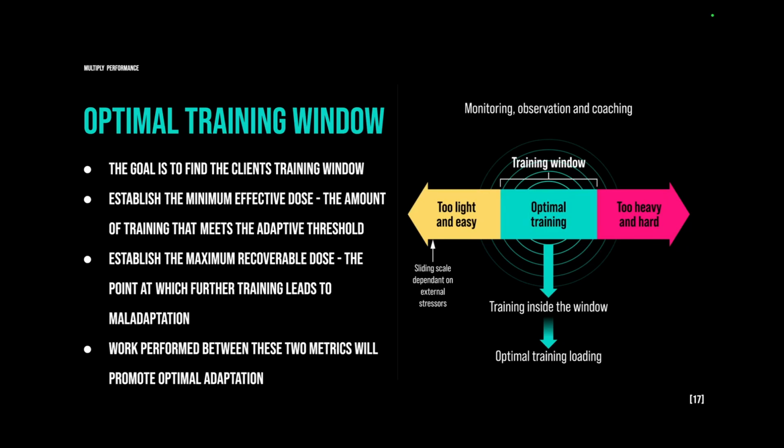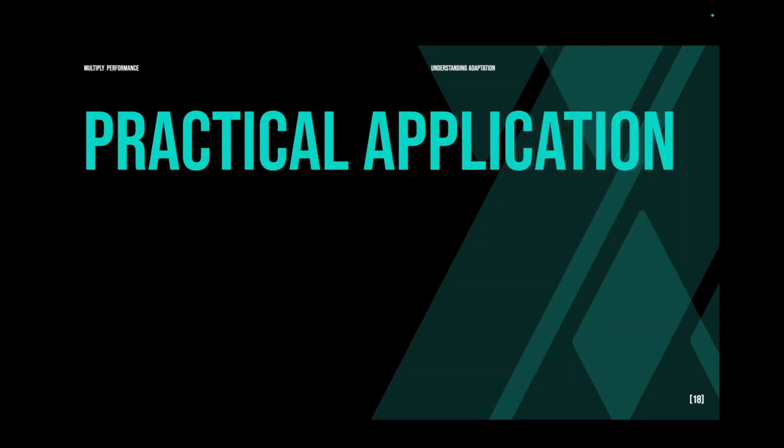So when it comes to establishing this, we're looking to first understand what the minimum effective dose is that the athlete can be exposed to that is going to promote some level of adaptation, and also what the maximum recoverable dose is, which is the amount of work we can expose that athlete to beyond which they won't be able to recover between session bouts, and they'll actually start to see maladaptation as a response to their training program. Basically, any work that's carried out between these two metrics is going to be optimal for promoting adaptation without overwhelming the system. So what do these things mean in practice?